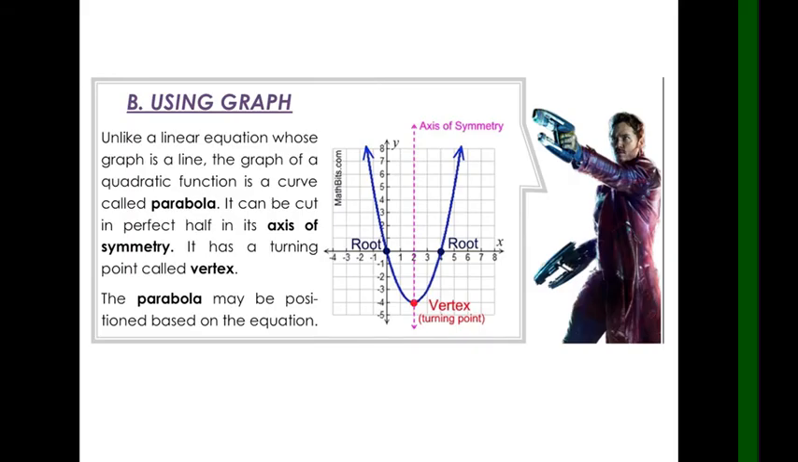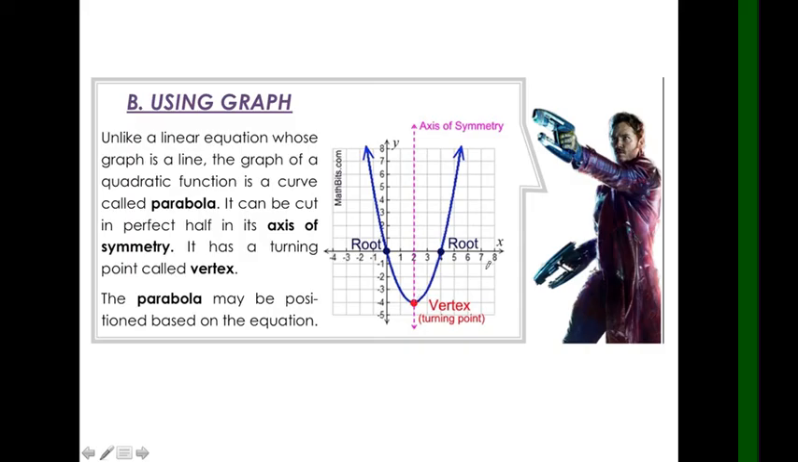Next is using a graph. Unlike a linear equation whose graph is a line, the graph of a quadratic function is a curve called a parabola. It can be cut in perfect half by its axis of symmetry. It has a turning point called the vertex, and the parabola may be positioned based on the equation. In this portion, our parabola opens upward. These are the roots that we have, and this is the vertex.